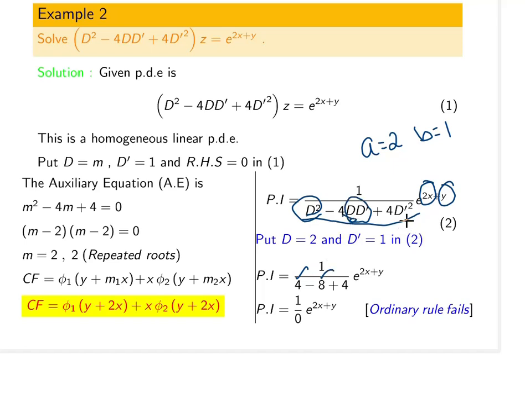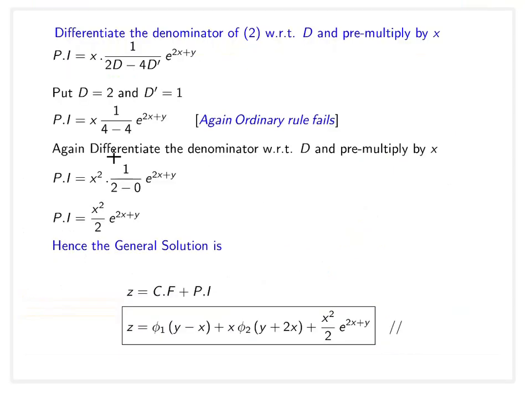Again, instead of D dash square we replace 1 square, which is 1. So 1 into 4 is 4. Therefore 4 minus 8 plus 4 is 0. Therefore for the particular integral the denominator is 0. Since the denominator is 0, further process is needed. So we multiply by x in the numerator and differentiate the denominator with respect to capital D. So we get this.